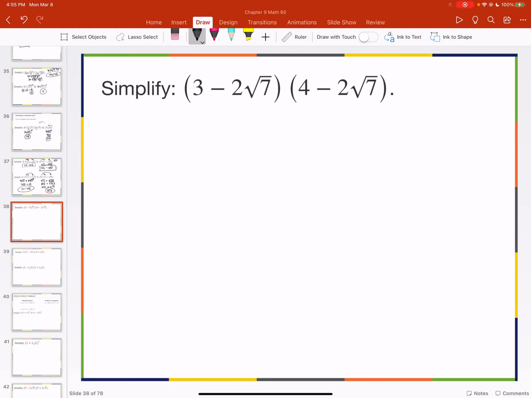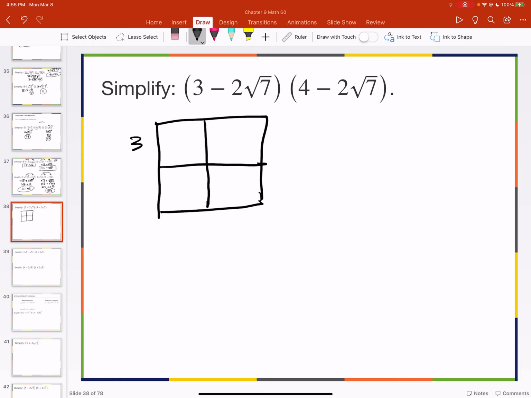So let's go ahead and do that. You have here 3 minus 2 root 7, and then 4 minus 2 root 7, and then multiply and fill in your boxes. So you get 12 here, negative 6 root 7 here, negative 8 root 7 here, and then here you have 2 root 7 squared, positive, right? So that's going to be 4 times 7, which is just 28.